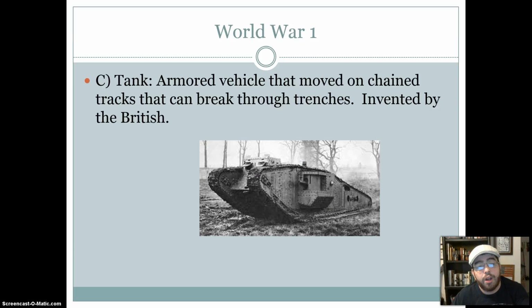You have the tank, which was an armored vehicle that moved on chained tracks that could break through trenches, and was invented by the British. And if you look at this trapezoidal shape, the idea of the tank was literally to go up and down the trenches through no man's land and through the enemy's trenches to be able and protect the people inside and be able to kill those on the outside. So it was kind of like a moving fortress.